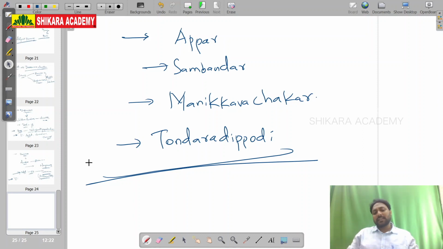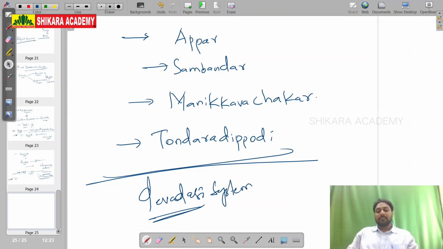Shaivism and Vaishnavism both are spreading bhakti as a means to salvation. Here onwards only you will get the concept called bhakti Sufi. Bhakti ఉద్యమం జరుగుతుంది నెక్స్ట్. And in the Shiva temples, in the Vishnu temples, Devadasi system started.